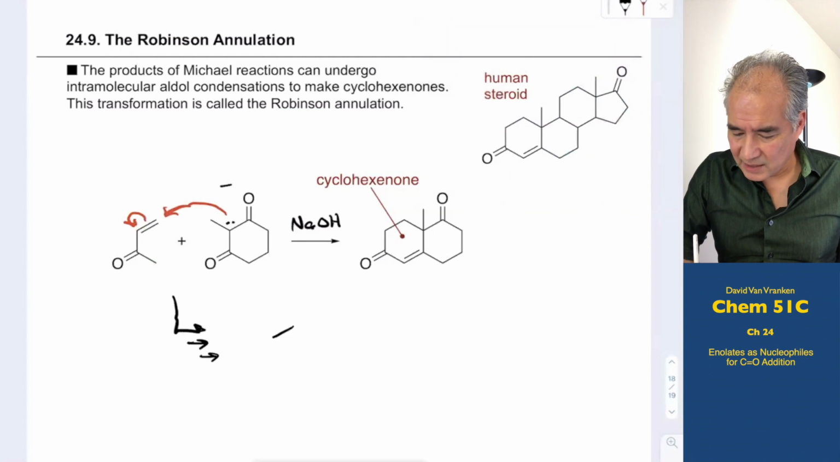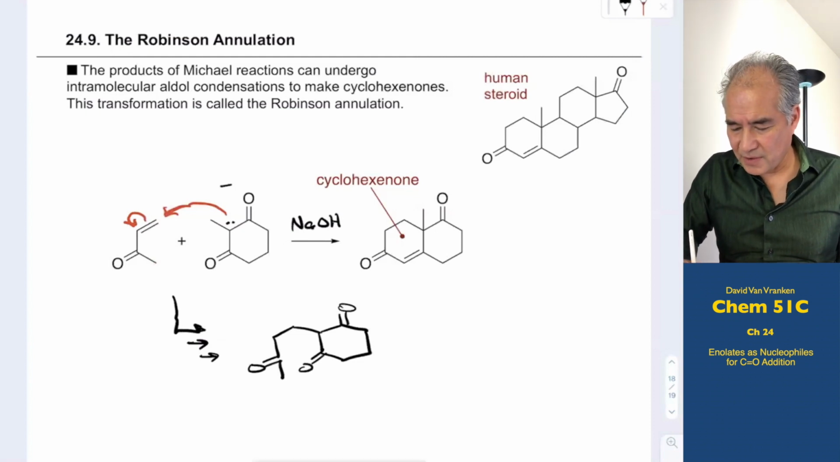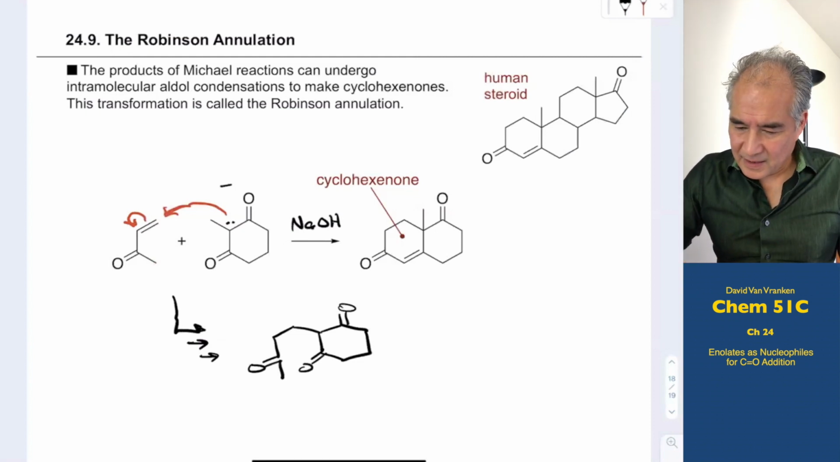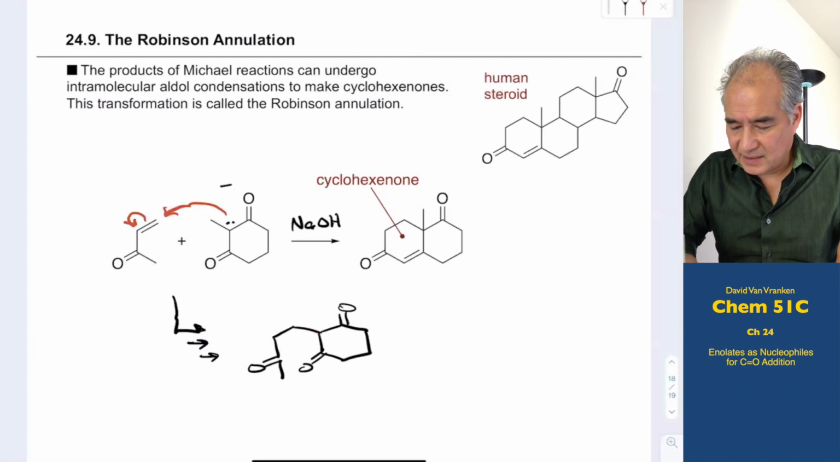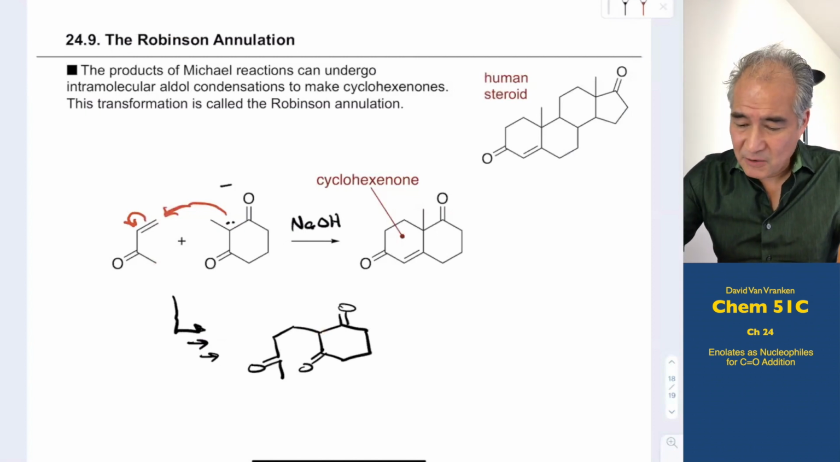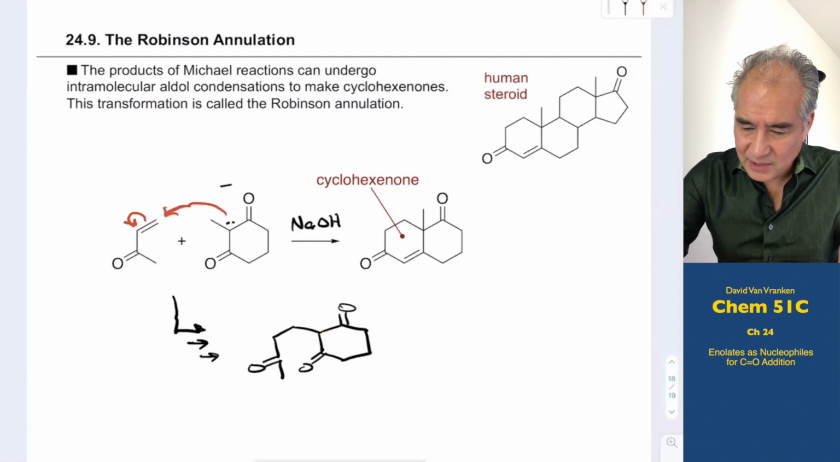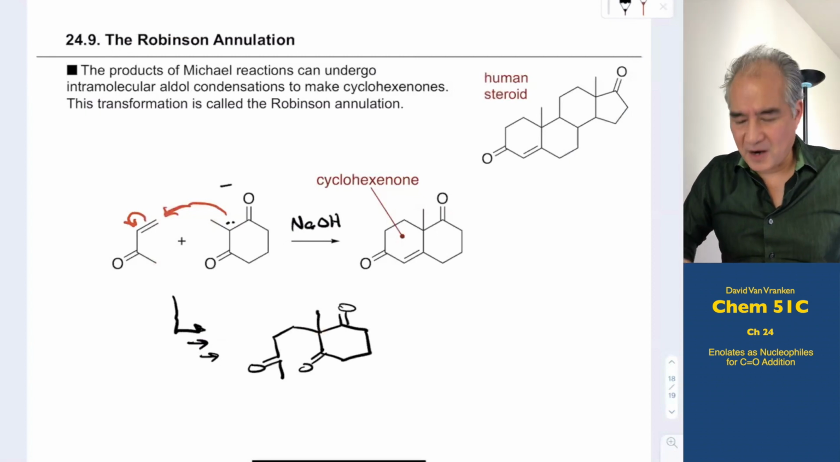So let me draw the product of this initial Michael reaction. Here would be the initial product of that Michael reaction. And I'll draw that methyl group down here. Now, if we had acidic H's here, the base that's present in solution would simply deprotonate there, and that would be the end of the reaction. But notice how carefully designed this reaction is: there's a methyl group here that blocks this position. And so you can't deprotonate in between the carbonyls anymore.